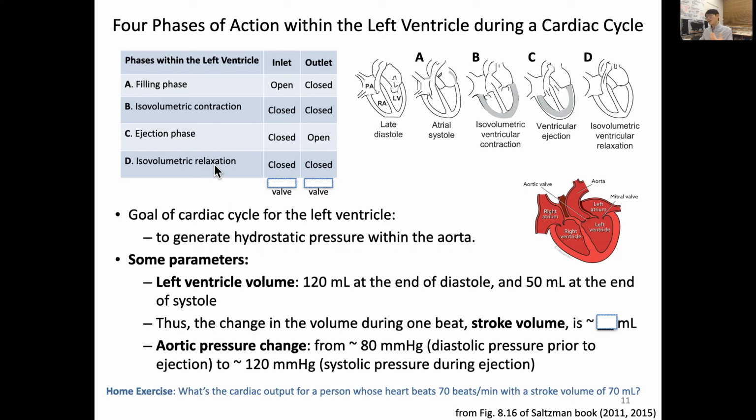So the goal of this cardiac cycle for the left ventricle is to generate enough hydrostatic pressure within the aorta, so that this high pressure is a driving force for the blood throughout the circulation. And that's having some sense of the parameters here.